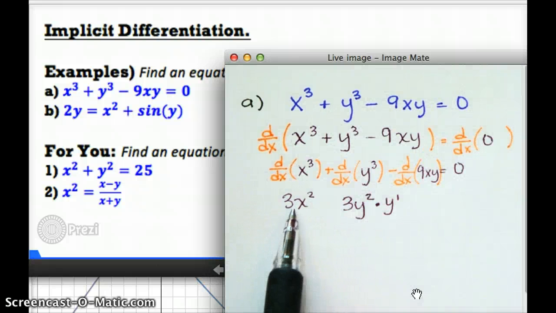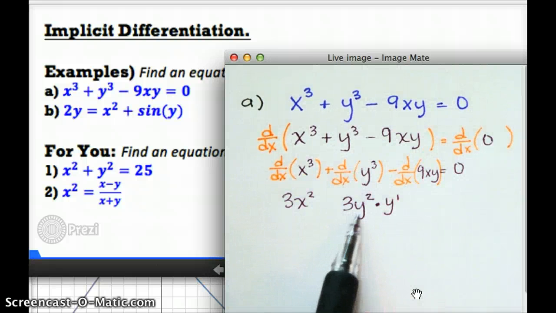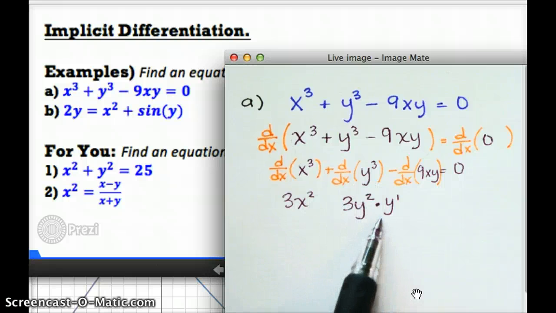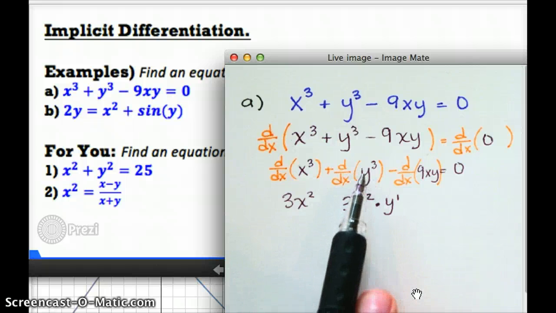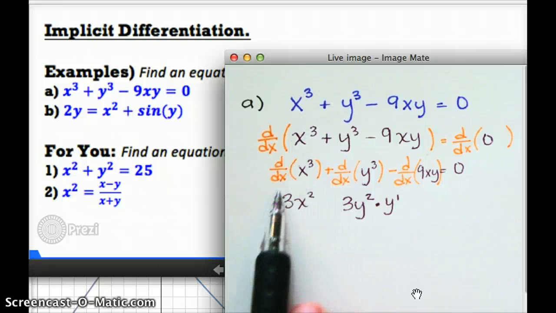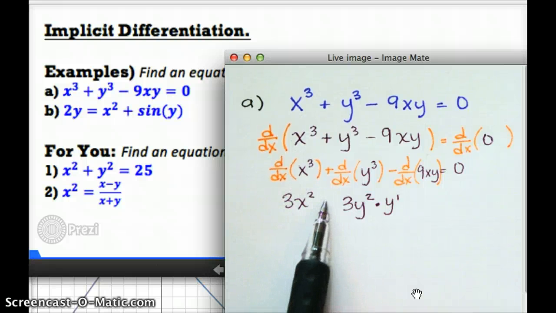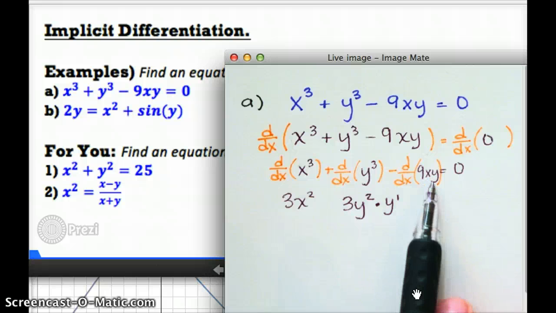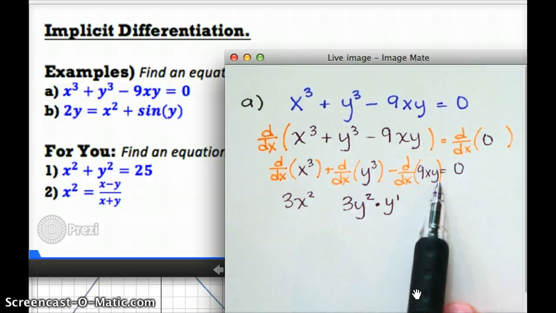Notice the difference between the first term and the second term. Can you explain why the process for the second term was a little different? Exactly, because in the second term, y is a function, whereas in the first term, x is just a variable, so we just use the normal power rule. How about in the last one? Are we going to have to use a chain rule here? Yeah, absolutely. In fact, not just a chain rule, but also a product rule, because we're multiplying 9x times y.